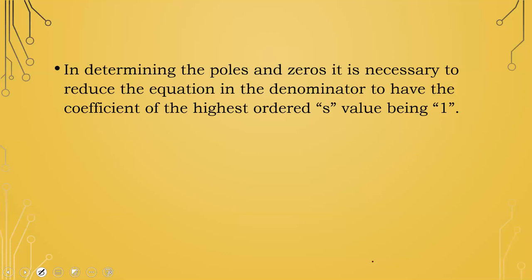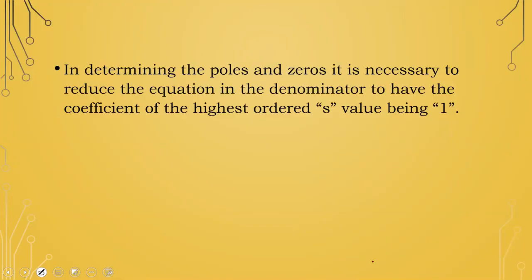So the highest order of S in the circuit we just looked at was 2. So we had S squared, yeah? We would need to make the coefficient of the S squared 1. And once you have done that, then you can solve the equation in the denominator for the S value, yes? And similarly for the numerator.